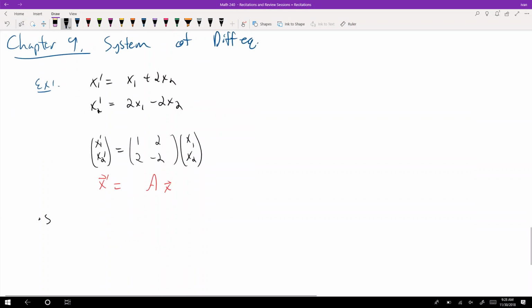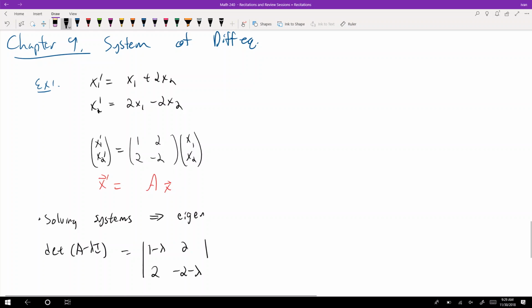So how do we actually solve these systems? Well, we use the methods that we developed in Chapter 7. We're going to use eigenvalues and eigenvectors. Now we need to find eigenvalues and eigenvectors of what? There's really only one matrix up there we can find an eigenvalue of, and it's the coefficient matrix. So that's what we're going to use. Determine A minus lambda I. What is that? 1 minus lambda, 2, 2, negative 2 minus lambda.